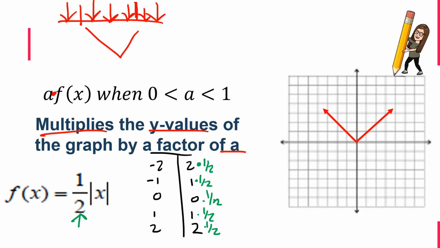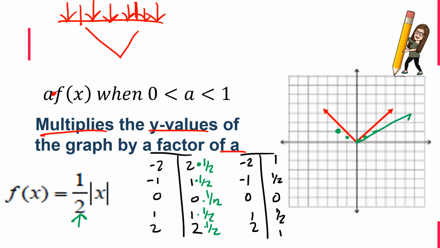Vertical compression, multiply, condense by 1/2. Okay, you can think of it a lot of different ways. So we've got a 1, a 1/2, a 0, a 1/2, and a 1. Watch what happens when I graph that. -2, 1, -1/2, 0, 0, 1/2, 2, 1. See how it became wider? I cut every y value in half. It was compressed.